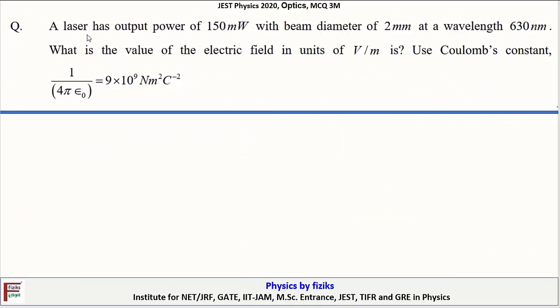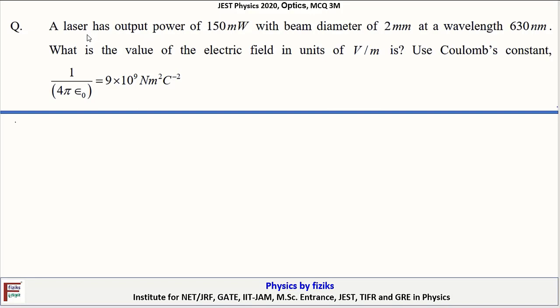A laser has output power of 150 milliwatt with beam diameter of 2 millimeter at a wavelength of 630 nanometer. What is the value of electric field in units of volt per meter? Use Coulomb constant 1 by 4 pi epsilon naught equals 9 into 10 to the power 9 newton meter square per coulomb square.